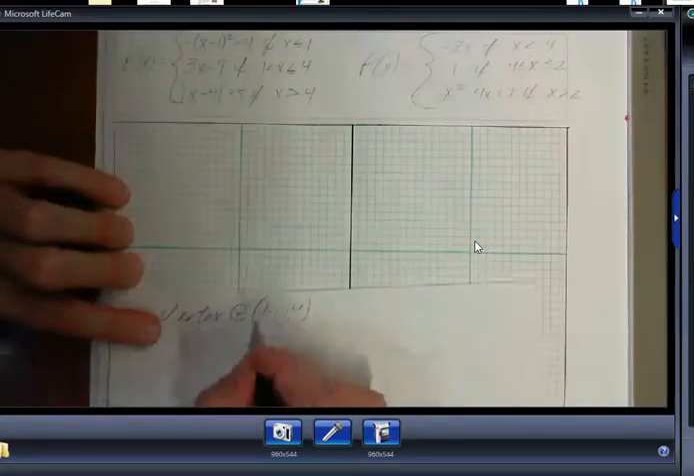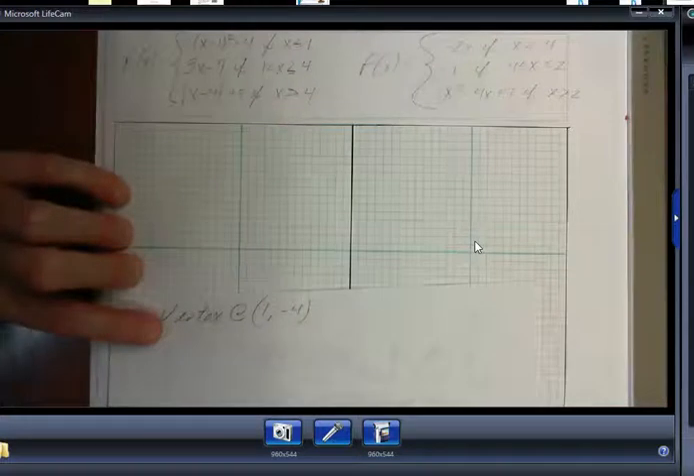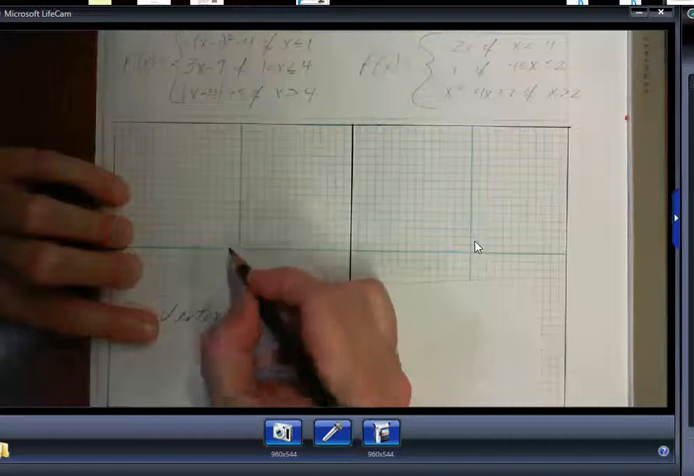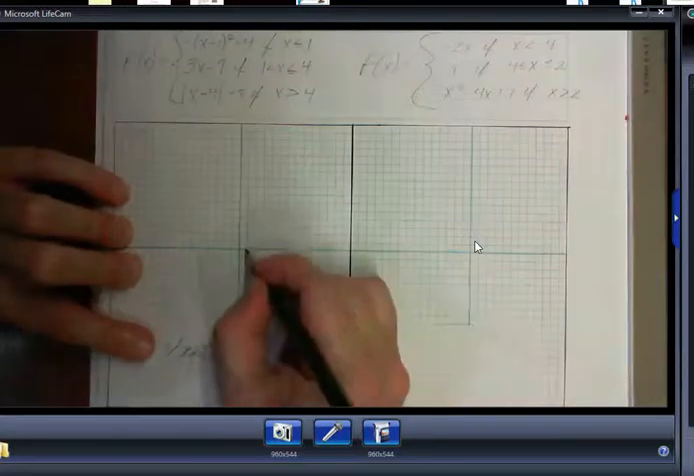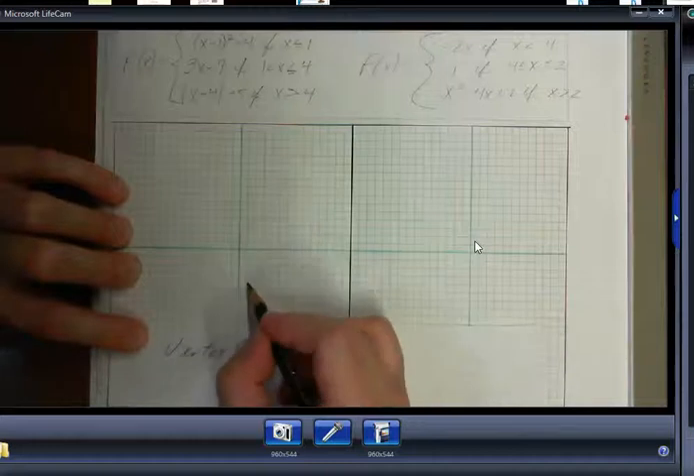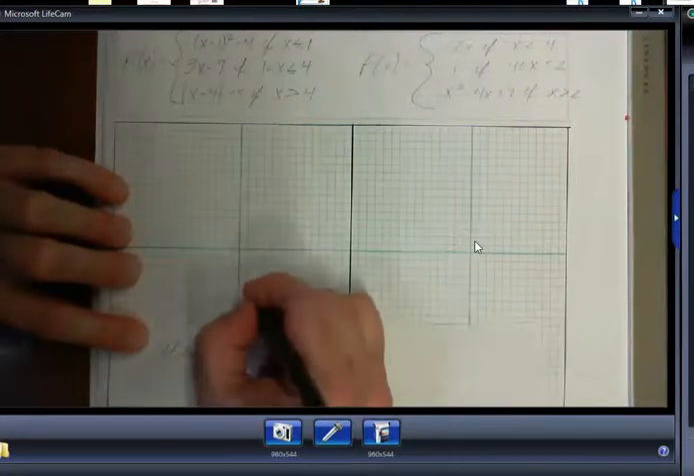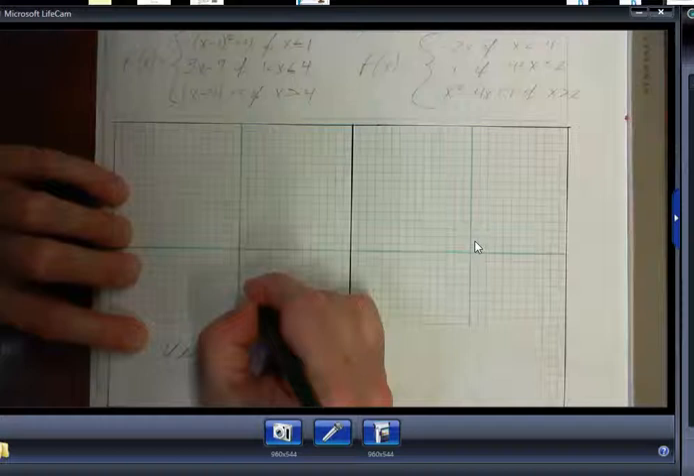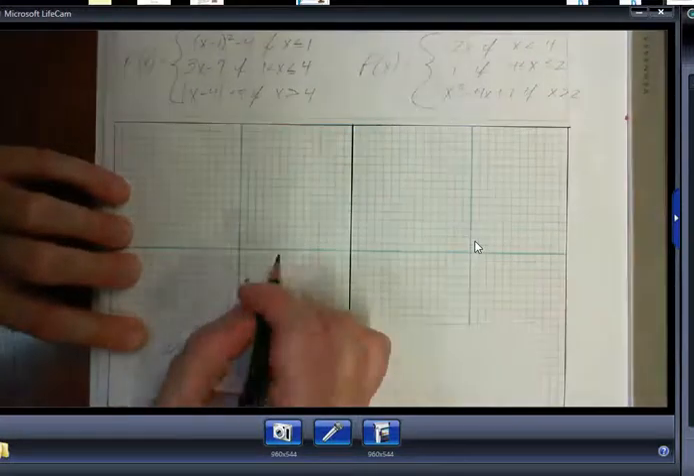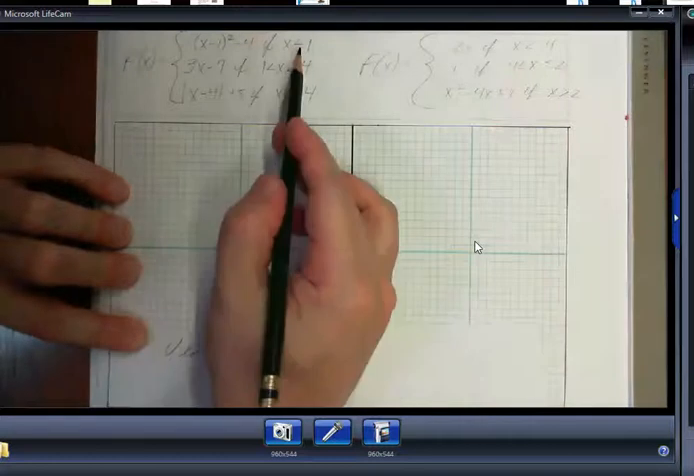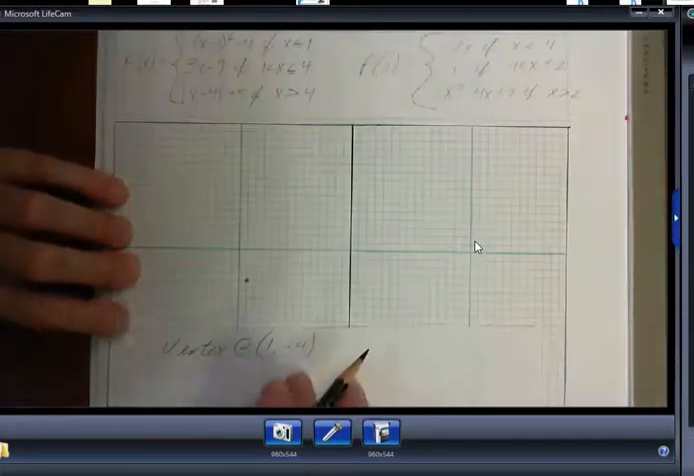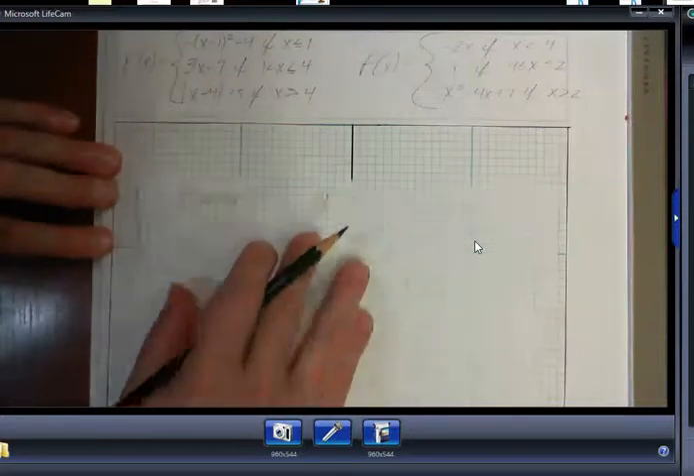So the vertex is at 1, -4. I'm going to try to separate these graphs into different colors as well for us. So I'm going to go to 1 and all the way down here to -1, 2, 3, 4. Now I have to decide if I want to make an open circle or a closed circle. In this case, we have an or equal to 1. So this point is going to be on the graph. If that were to just say less than 1, I would have made an open circle right there on the graph. All right, so I know that's my vertex.